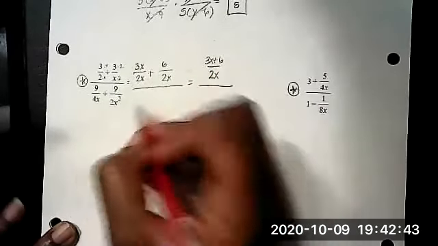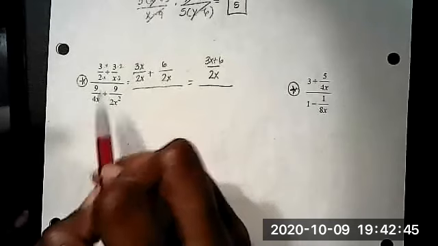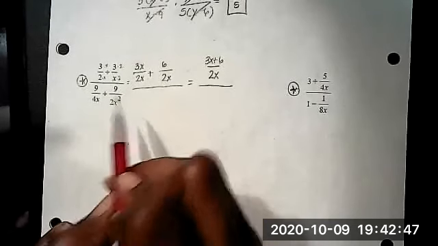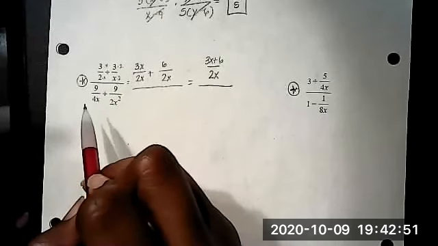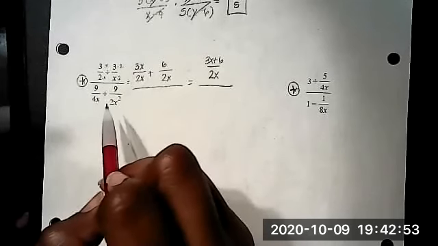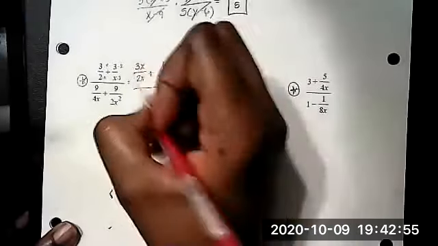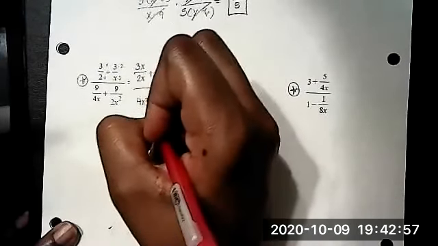Now let's do this part. What is the greatest common factor? It looks like 4x squared. So 4x squared is the common denominator.